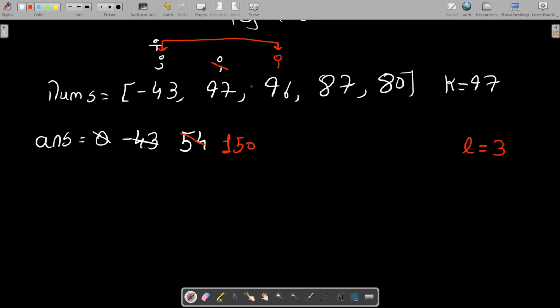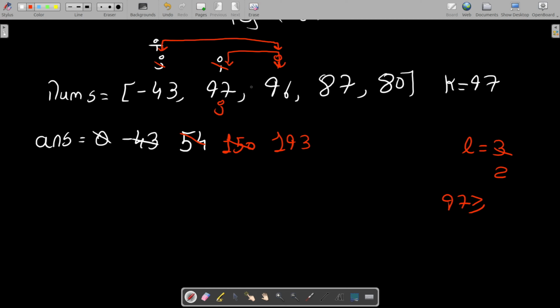So our window is big, we have to start shrinking. So we would shrink j to here at 97. So again our sum would increase by 43 because it has decreased our sum previously. So 193, right? So our length would be 2 because j is here and I is here. Still our answer is bigger than 97.